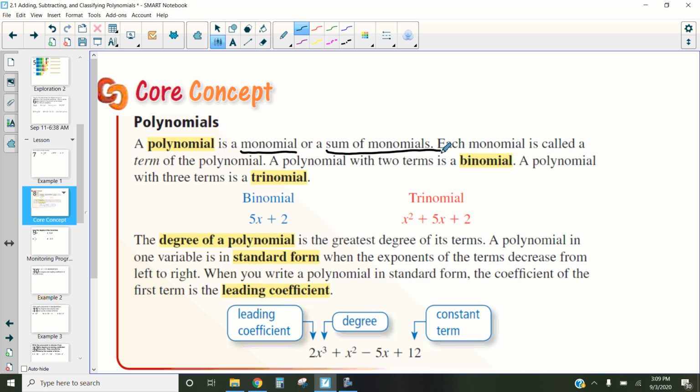So monomial breaks down: mono means one, and nomial means number. So when we talk about a monomial, it's one number in an expression. Those monomials have a couple parts. This right here is a great example of a monomial. At most, a monomial will have these three parts. It has a coefficient, it may have a variable, and then lastly, it has this exponent.